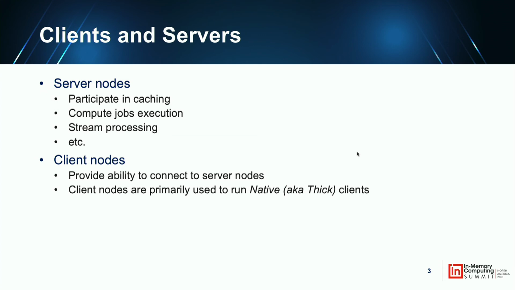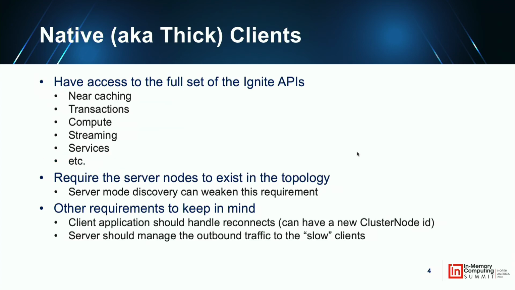So as many of you probably know, there are two types of clients in Ignite. It's server nodes and client nodes. The server nodes are the main nodes that participate in the cluster, so they participate in caching, they do compute job execution, they process streaming data, etc. So that's the base of the Ignite cluster. There are also client nodes that are designed to primarily connect to the main cluster and to run applications. And these applications are called thick clients. And there is a reason for that.